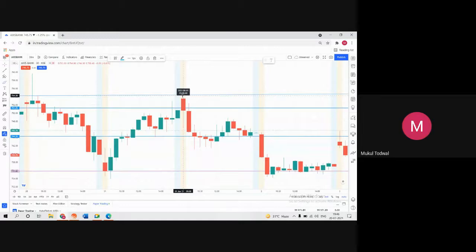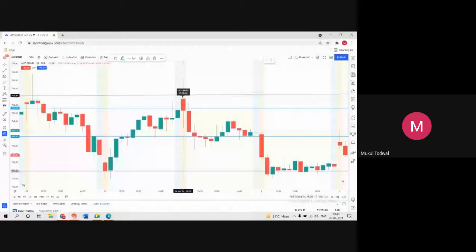Okay, so now we will take the last example for the day, the last candlestick pattern, and we will then wrap up this session. So our last pattern will be a shooting star. This is somewhat similar to an inverted hammer.